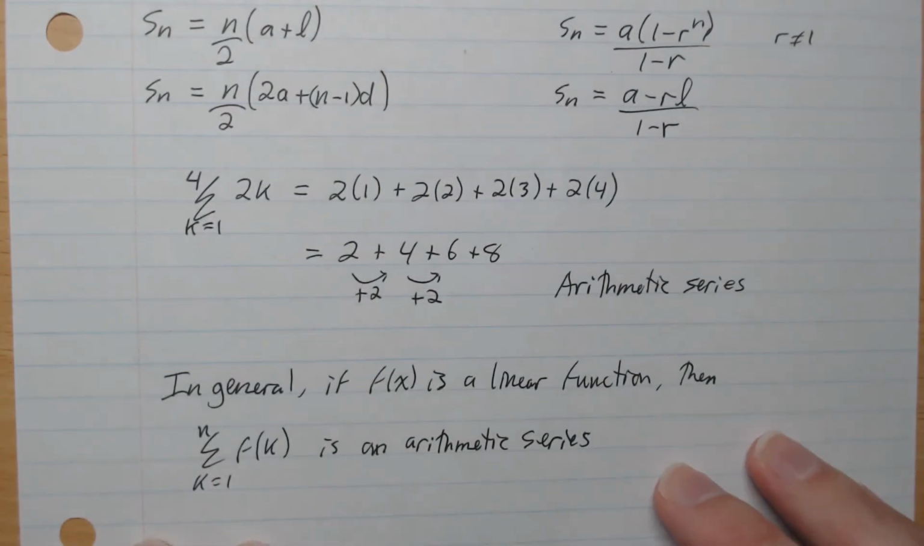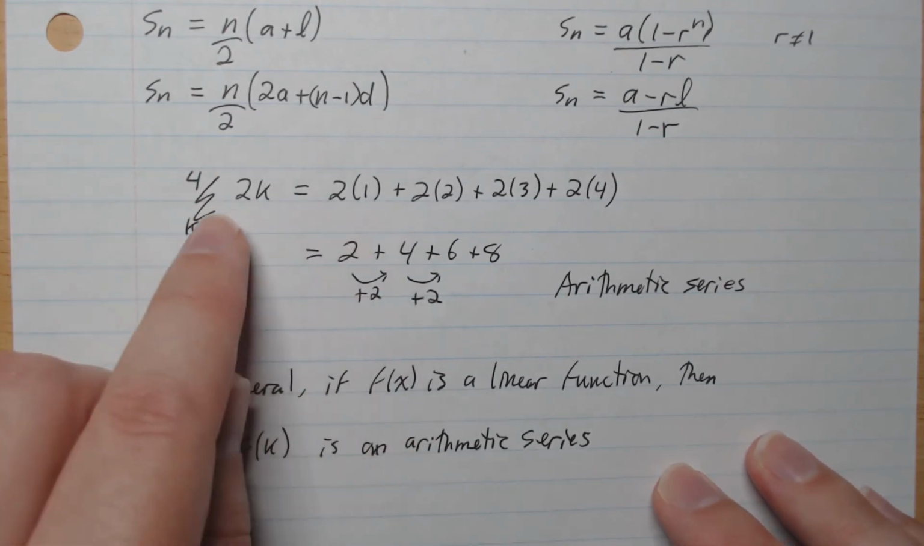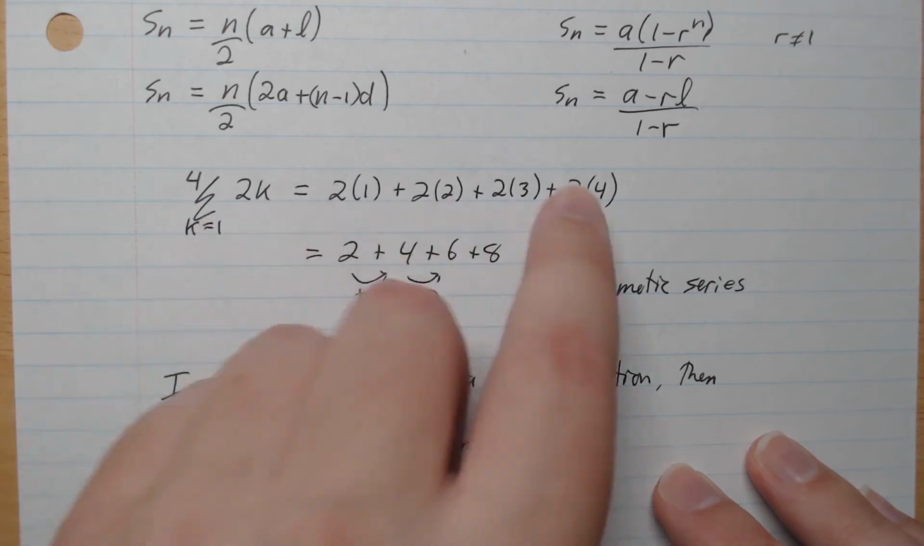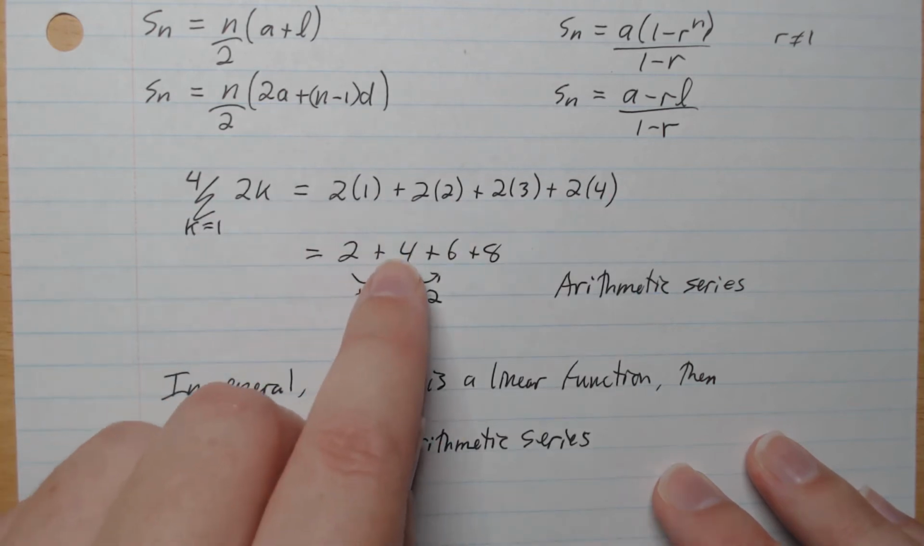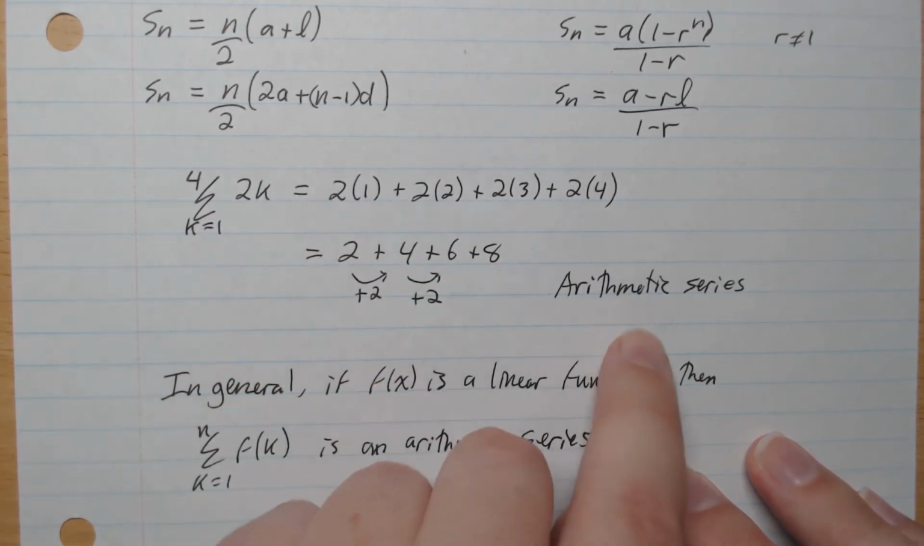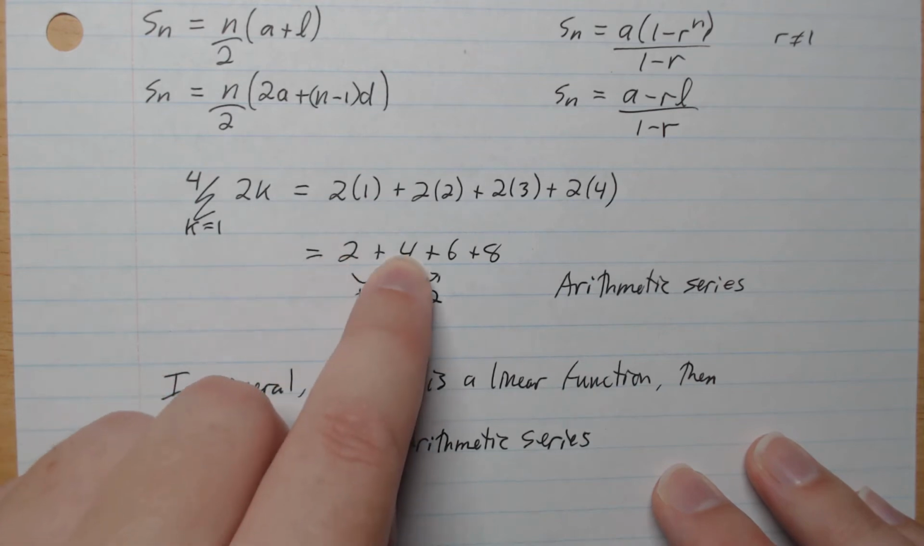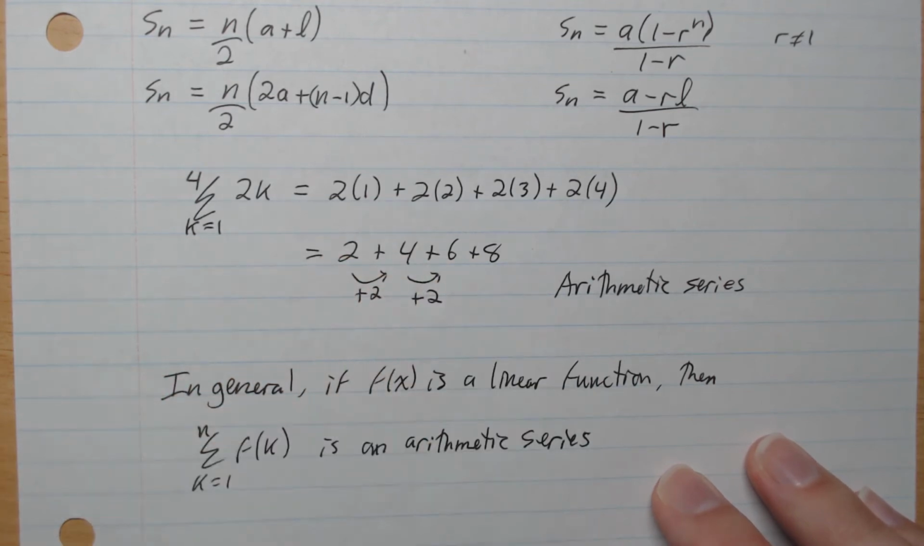So here's an example, k from 1 to 4 of 2k. So it's 2 times 1 plus 2 times 2, 2 times 3, 2 times 4 like that. This gives 2, 4, 6, 8. We notice that it's an arithmetic series. We're going plus 2, plus 2, plus 2 like that.